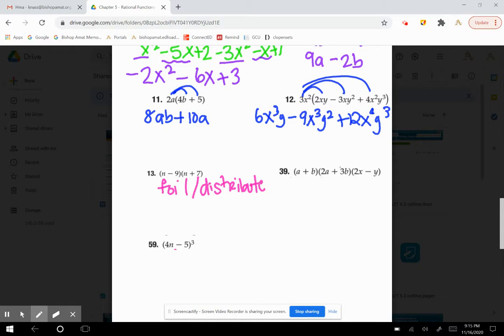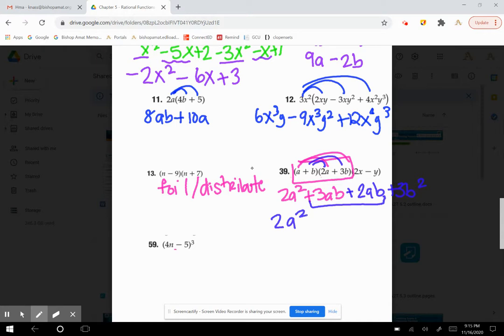This one here, what you're going to want to do, the easiest thing, is just to start with the first two, get those, and then go from there. So make the a go to both. 2a squared plus 3ab. Again, keeping them in alphabetical order, it'll help collect like terms. Next, you're going to do the b. That's plus 2ab plus 3b squared. Collect like terms, see keeping them in alphabetical order helps me. So 2a squared plus 5ab plus 3b squared.